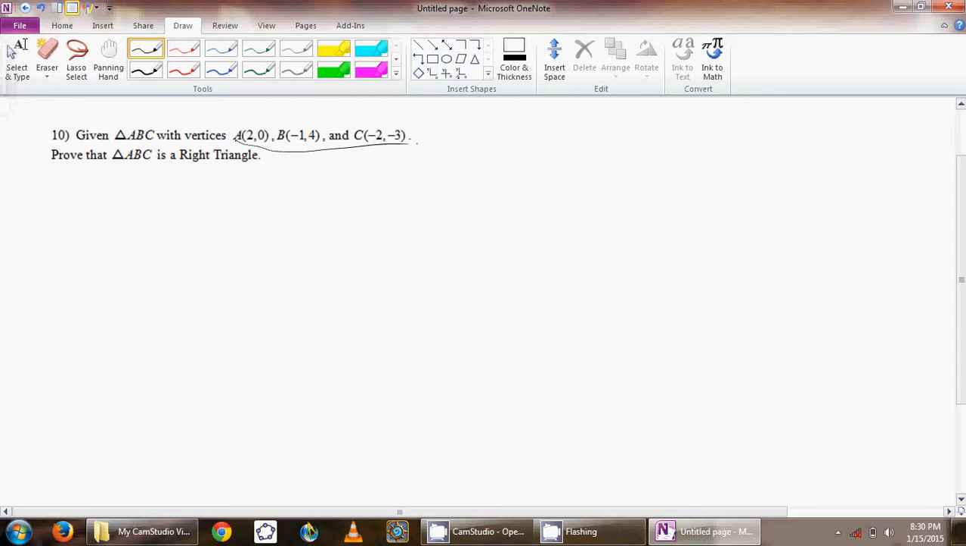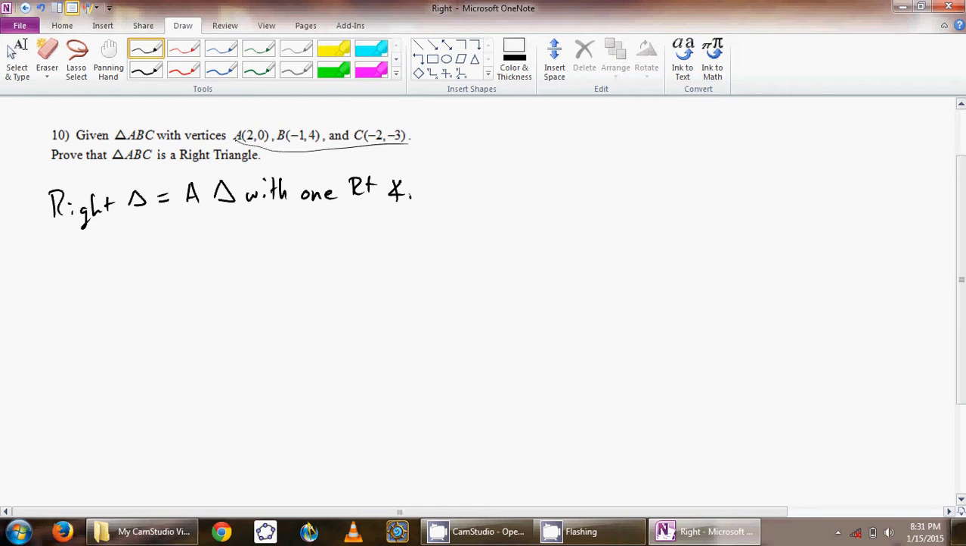To prove something, you either have to show that it satisfies the definition or some theorem applying to that figure specifically. Since we're dealing with a right triangle, a right triangle by definition is a triangle with one right angle. That's one way I could prove that this is a right triangle. I show that the triangle they gave me has one right angle.